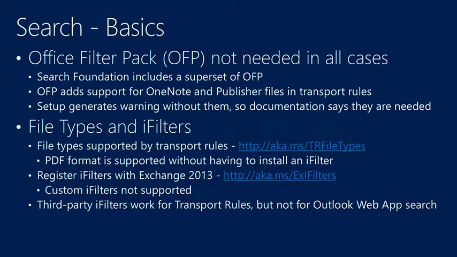Okay, in terms of search, I already mentioned the fact that we have Search Foundation built into the product. And Search Foundation actually includes most of these search filters that you need for content indexing in Exchange. But we have this other set of filters called the Office Filter Pack. The Office Filter Pack really just provides you with two things in addition to Search Foundation. And that is support for OneNote and Publisher files being indexed as they go through transport. If you need that functionality, install the Office Filter Pack. If you don't need that functionality, you can safely skip the Office Filter Pack.